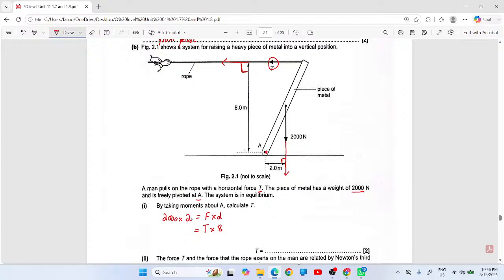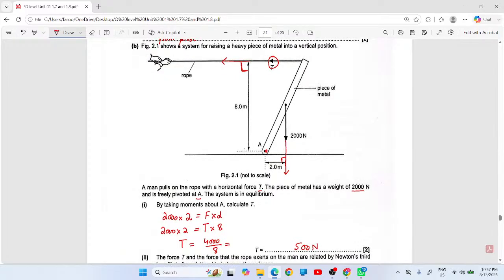So always take a perpendicular distance. Sir, is the voice clear? Okay. Now I understand, T equals 4000 divided by 8. Check, 4000 divided by 8. Sir, 500. So the tension is 500 Newton.